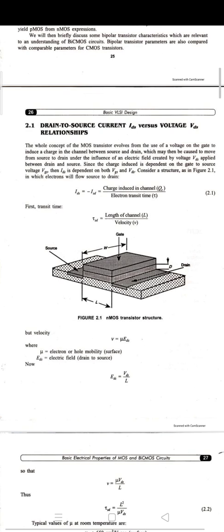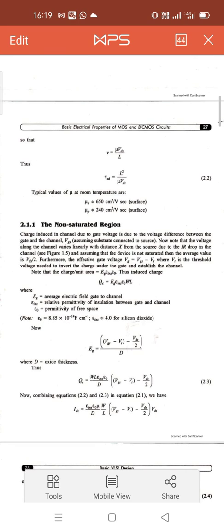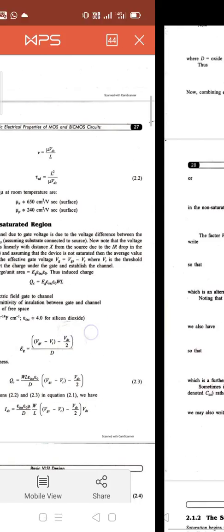So this relation is a very important relation. I have derived this exactly in a separate paper, and you can check it here also. This is the non-saturation region. Again we have everything here: what is epsilon insulator, what is epsilon naught, the values and the derivation, everything. And this is the total non-saturation derivation.